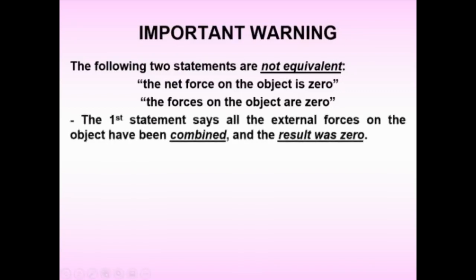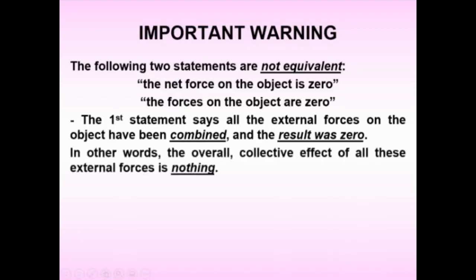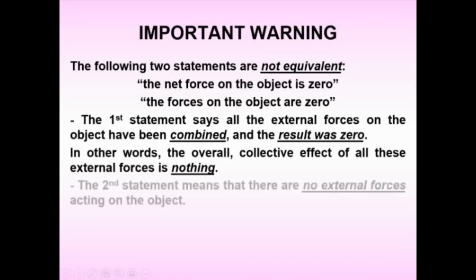The first statement says that all the external forces on the object have been combined, which means they had to exist first, and they canceled each other out to be 0. In other words, the overall collective effect of all the forces is just 0. The second statement means every force began with being itself 0, which means you did not have any forces to begin with.